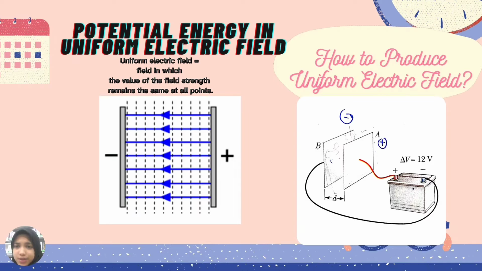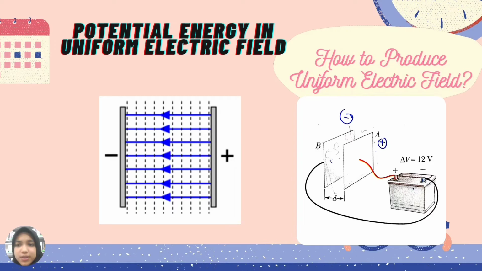I'm going to explain subtopic 24.2. What is a uniform electric field? A uniform electric field is a field in which the value of the field strength remains the same at all points. A constant electric field can be produced by placing two large flat conducting plates parallel to each other, as can be seen in the picture.